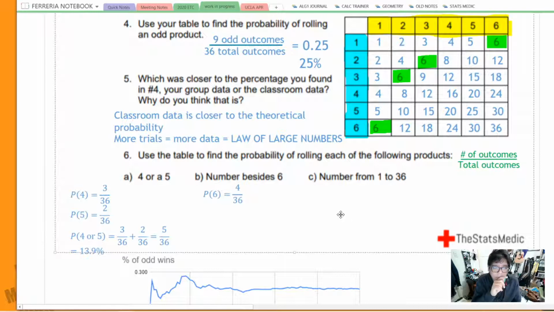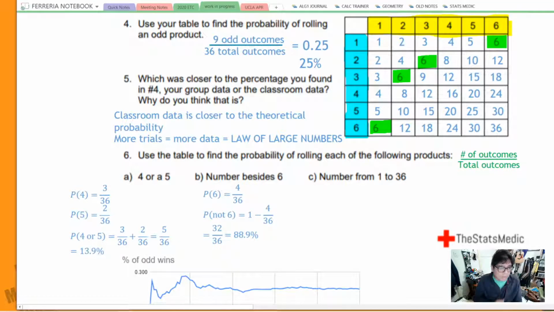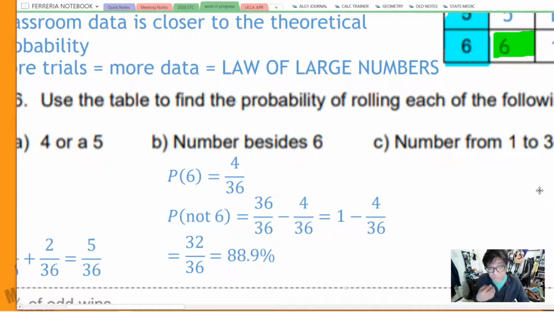Well, an outcome either is a 6 or it's not a 6. So these are what we would call complementary, one or the other, either a 6 or not a 6. So if I want to find the probability of not a 6, the probability of not a 6 is 1 minus 4 out of 36. And you might want to think about that as 36 out of 36 minus 4 out of 36. So it's all the outcomes minus the 4 that correspond to a 6. And that gives us 32 out of 36, which is 88.9%.